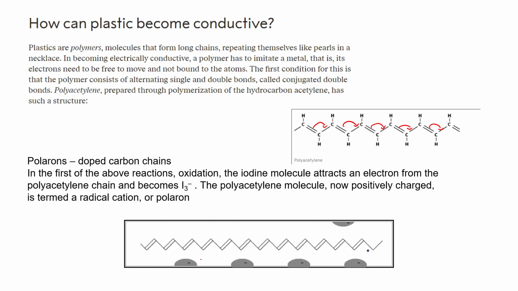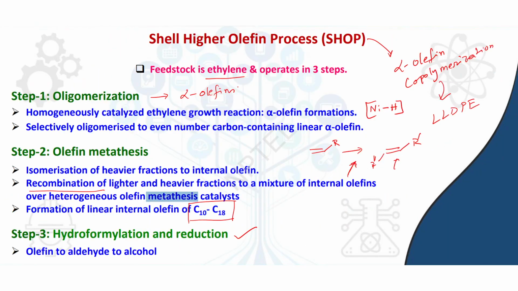So after reacting with iodine, here you can see that one electron is transferred, followed by the next one. In that way your chain is positively charged and that charge can move from one end to another because you have that conjugation. So in that way they have designed this and made this kind of conductor. This is one of the examples.